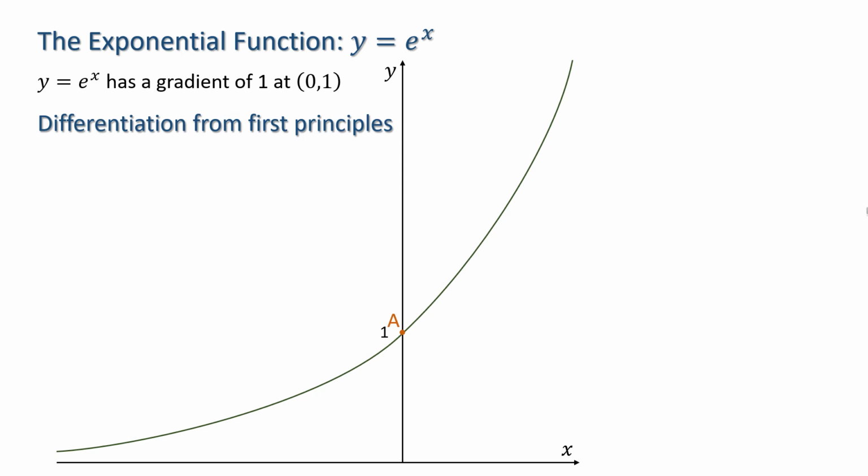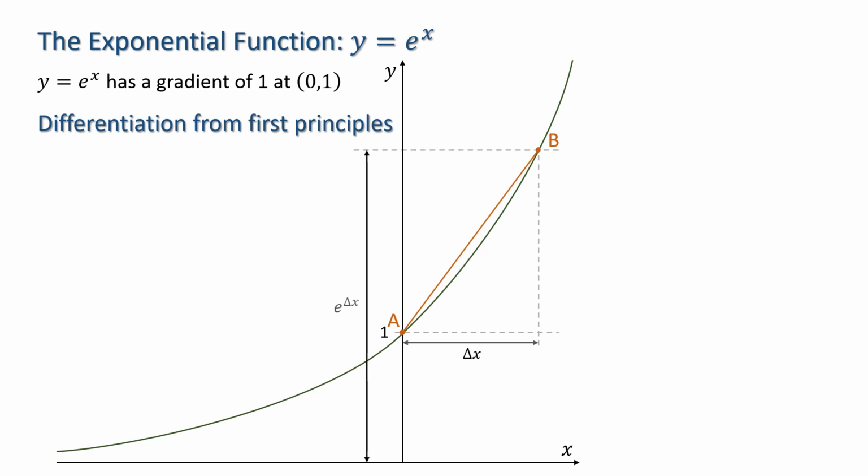Let's label the point 0, 1 as A, and consider a point B on the curve a distance delta x away from A in the x direction. We're going to first find the gradient of the chord AB. The x-coordinate of B is delta x. Thus, it must have y-coordinate e to the delta x, since B lies on the curve y equals e to the x. In other words, B has coordinates delta x, e to the delta x.